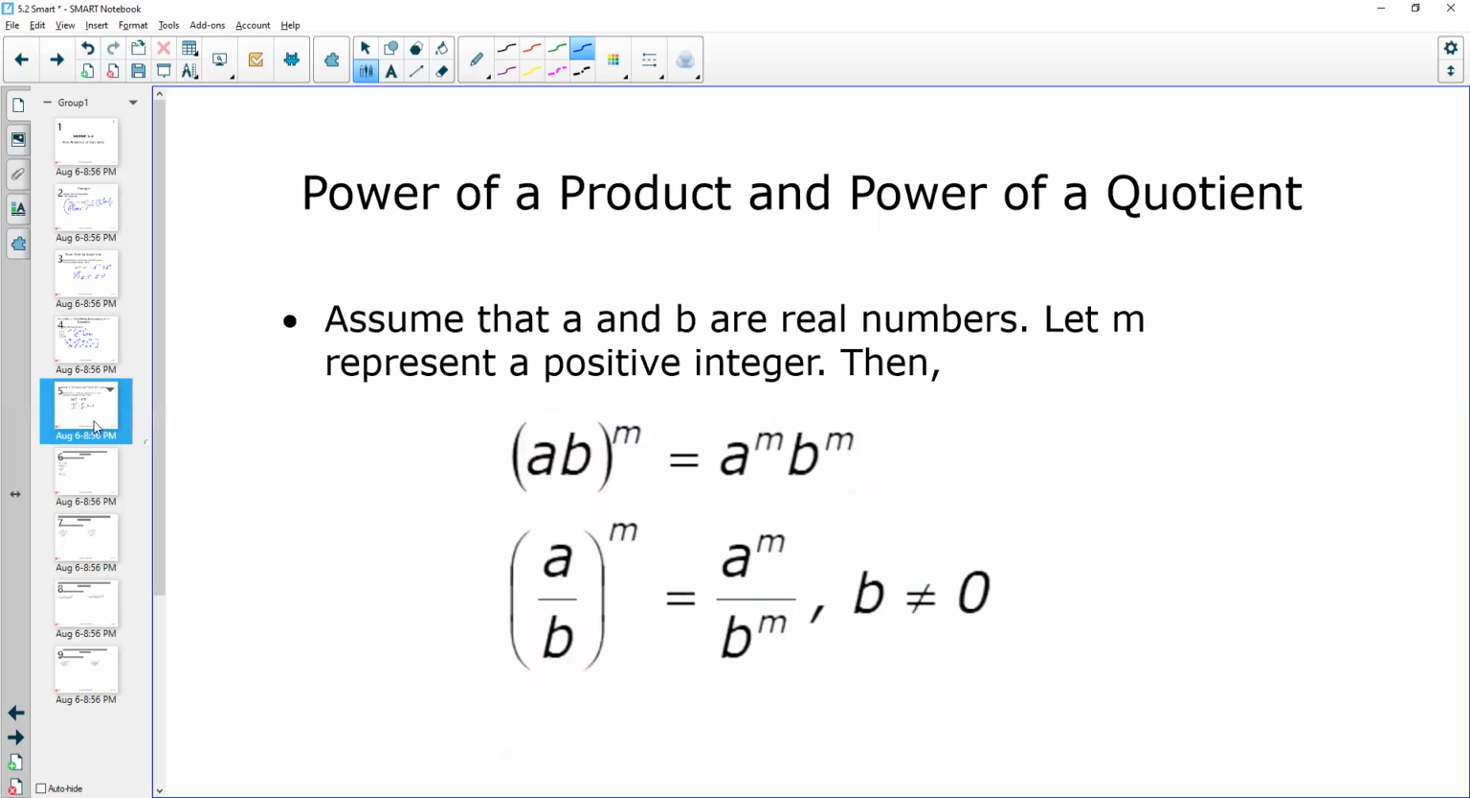All right, so we saw this rule a minute ago, power of a product, power of a quotient. We saw this at the start. Assume A and B are real numbers. M represents a positive integer. This is how it works. We saw it was 2 times 3 to the 4th, got me 2 to the 4th times 3 to the 4th. I'm not going to repeat the whole thing. But now we're going to use that.